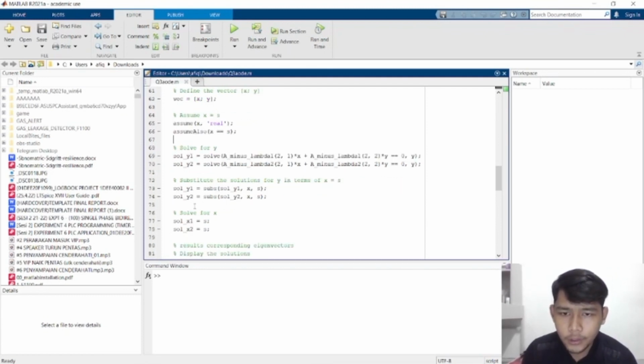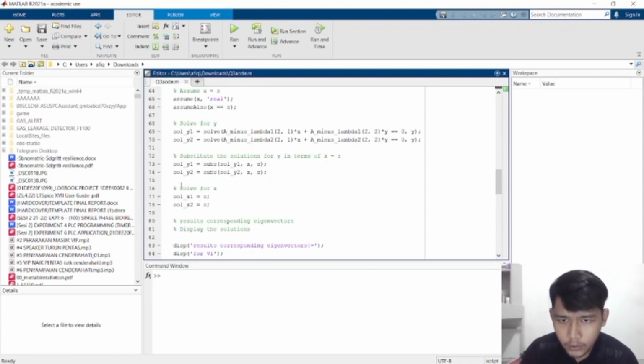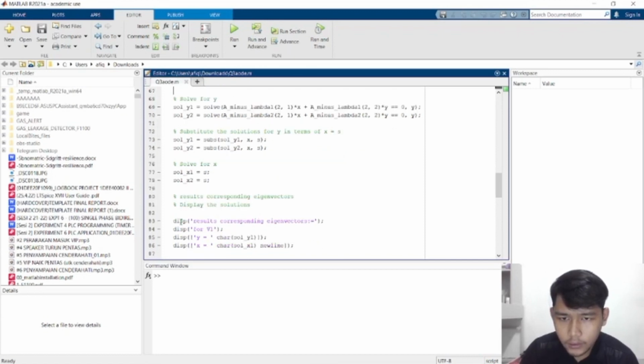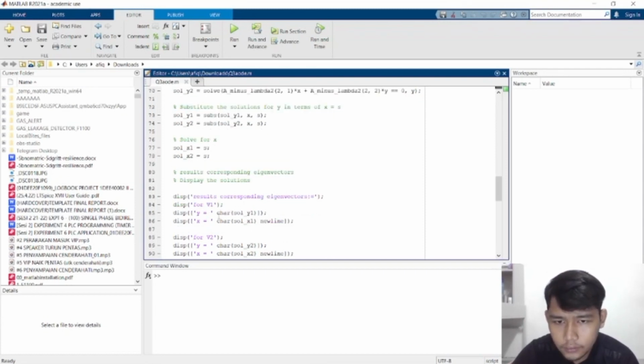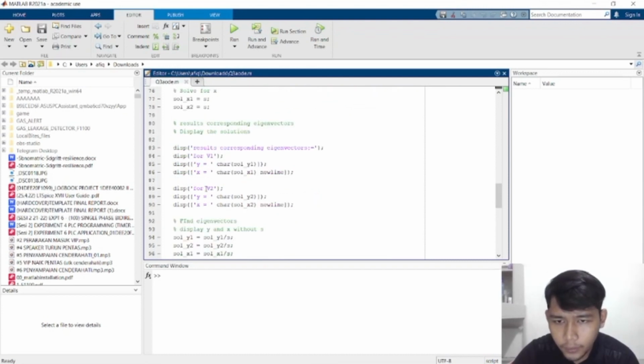So next, we should substitute the solution for y in terms of x equal to s. So when we assume x is s, we should find y. So this one is to solve for x. Next is resulting corresponding eigenvectors. So we display the solution. So display the resulting corresponding eigenvectors. So for v1, then display y and x. Then for v2, display the values of y and x.